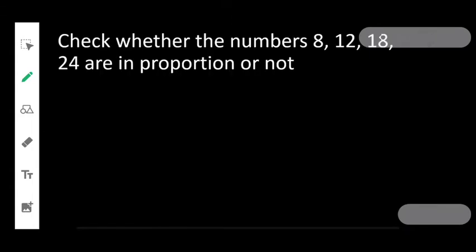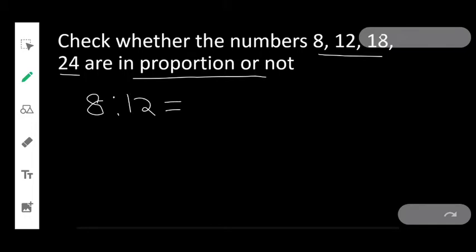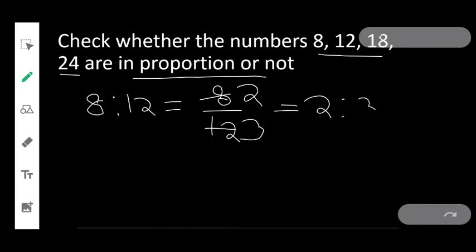Now the question will be like: check whether the numbers 8, 12, 18, 24 are in proportion or not. First write the first ratio. First ratio is 8 is to 12, which is 8 by 12. The highest common factor of 8 and 12 is 4. So 4 twos are 8, 4 threes are 12. So that will be 2 is to 3.